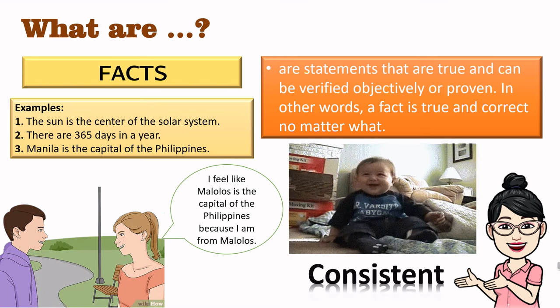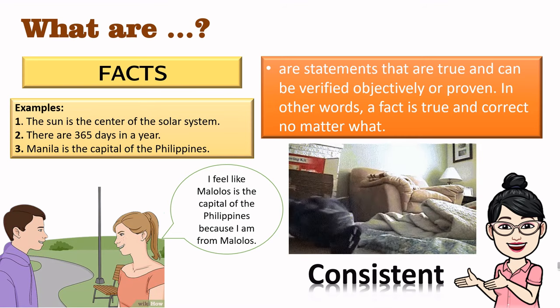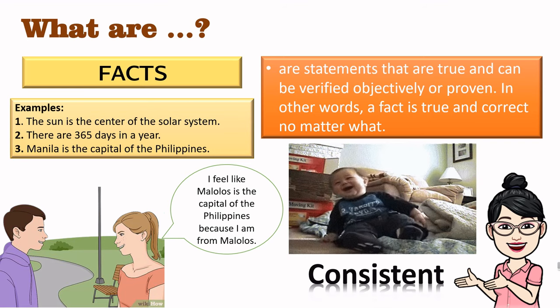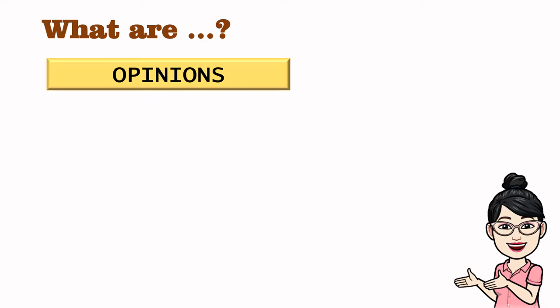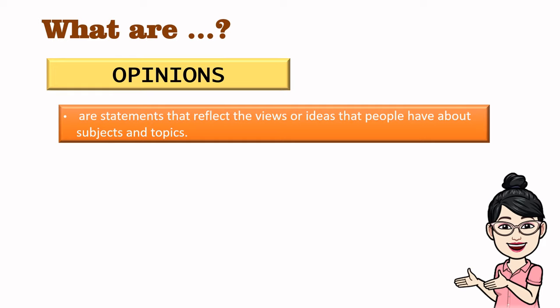In expressing facts, there must always be a basis to support it. A fact is always objective, not subjective. Now, let us talk about opinion. What are opinions? Opinions are statements that reflect the views or ideas that people have about subjects and topics.